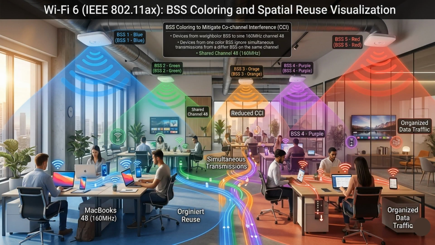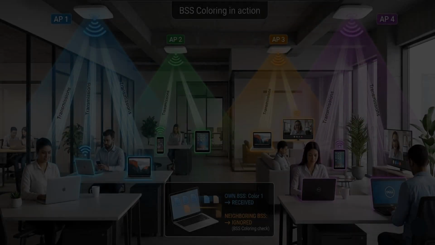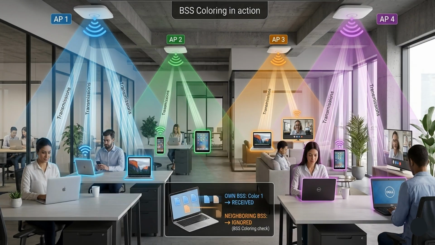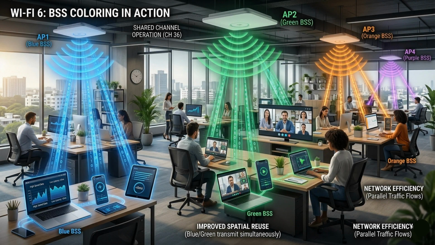Mitigating CCI through BSS coloring. In IEEE 802.11ax or Wi-Fi 6, a technique called BSS coloring is used to help reduce co-channel interference. BSS coloring assigns a unique color or numerical identifier to each basic service set in a wireless network. Devices within the same BSS share the same color, allowing them to distinguish between transmissions from their own network and transmissions from neighboring BSS operating on the same channel. This mechanism improves spatial reuse and reduces unnecessary transmission deferrals, resulting in better overall network efficiency and performance.